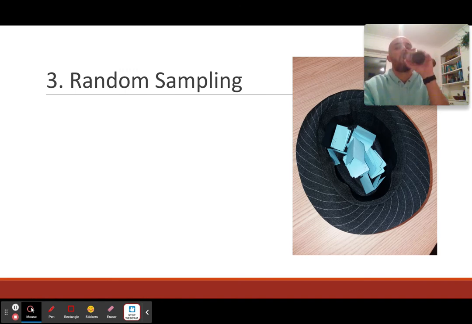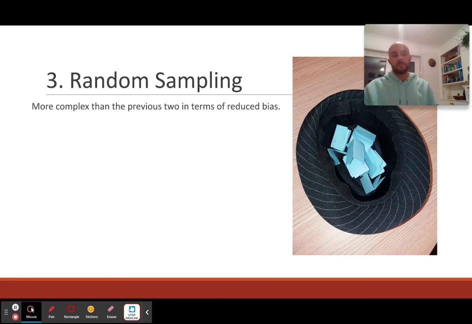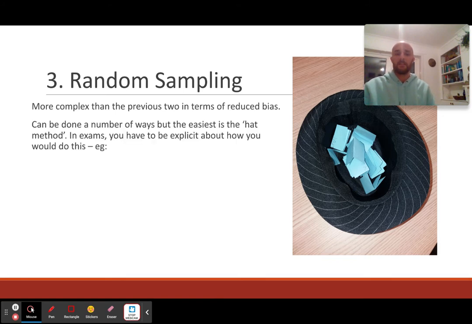Now, the next three, and this is quite important to write down, all use random mechanisms. And what we mean by that is everybody in your target population has an equal chance of being picked. So the next three, random, systematic, and stratified, are not biased in who they are recruiting, and everybody has an equal chance of being picked. So the best way to go about random ones is the hat method. You're talking about the hat method.